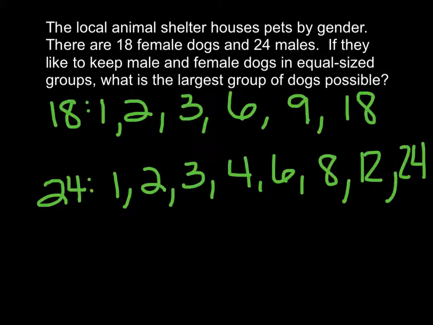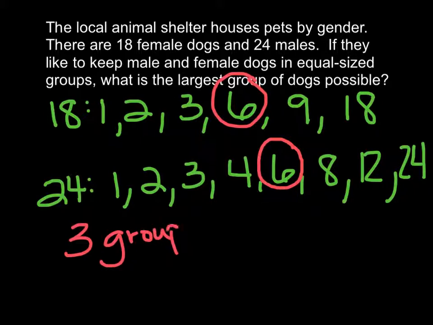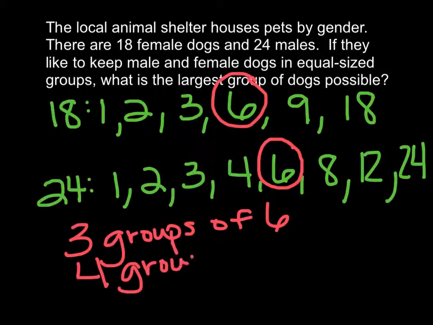Well, if you look, if they have 18 female dogs and 24 males, and they want them all in equal-sized groups, the largest one that you could have with the same number would be groups of 6. So for your female dogs, you would have 3 groups of 6, and that gives you a total of 18. And the male dogs, you could have 4 groups of 6, and that's a total of 24 dogs. All of the dogs would be in kennels or groups of the same amount, 6 dogs.